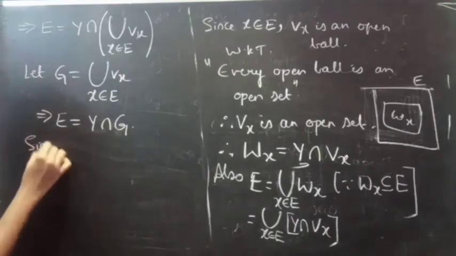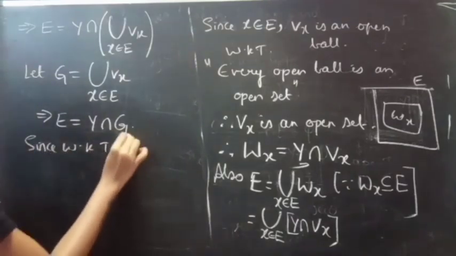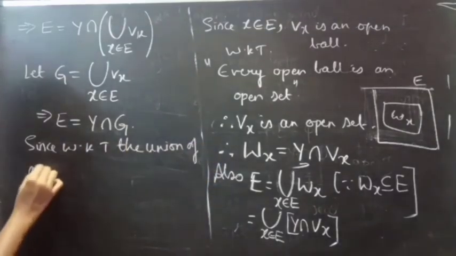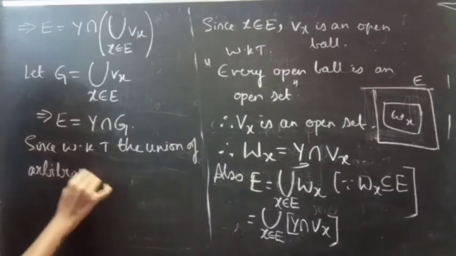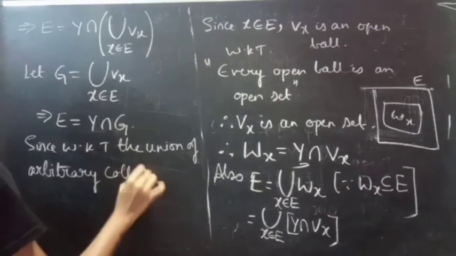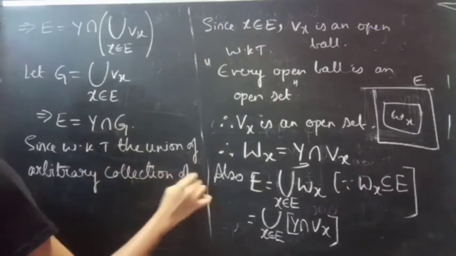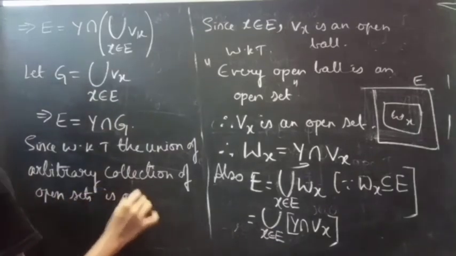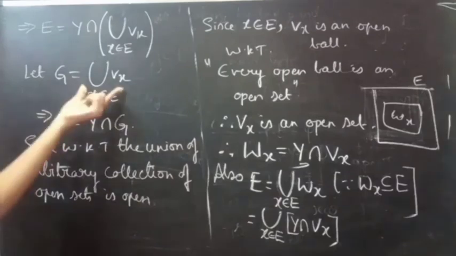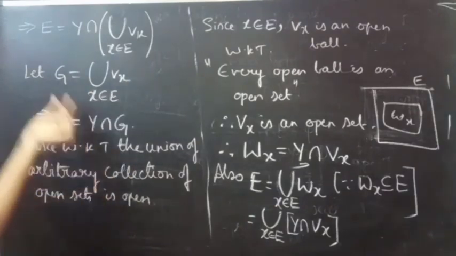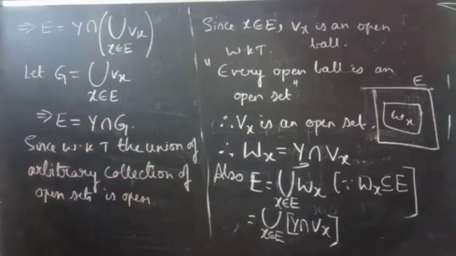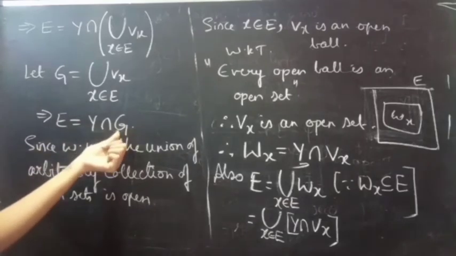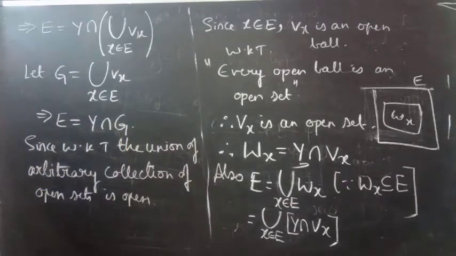Since we know that the union of an arbitrary collection of open sets is open, it is clear that the union of Vx, which equals G, is an open set. So we got E equals Y intersection G, where G is an open subset of X.